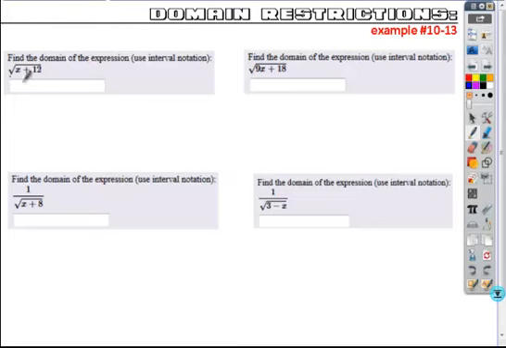If you were looking at this square root of x plus 12, you know that you can never have a negative value in this expression. So you can either just take the x plus 12, or you can take the whole thing, set it greater than or equal to 0, and solve the inequality. If I took x plus 12 is greater than or equal to 0 and solve that, I'd get my domain.